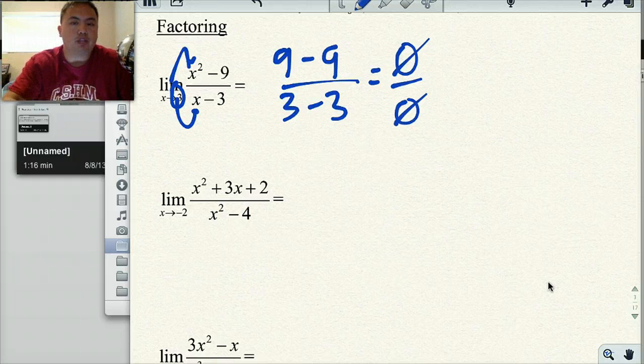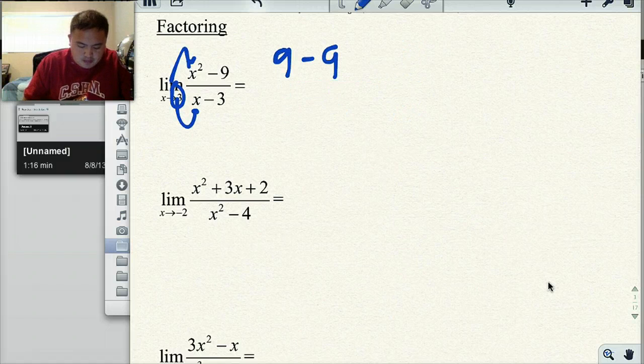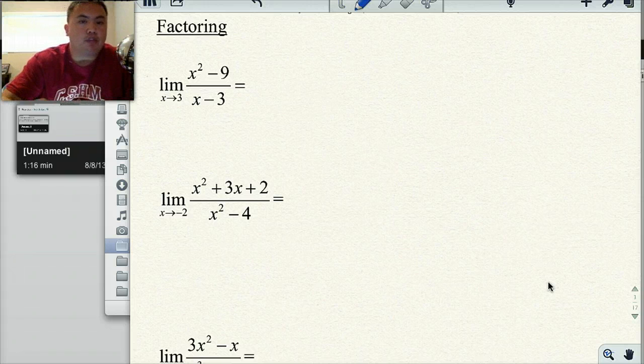There's three things you can do when you get 0 over 0. Here's the first one. It's called factoring. Now, back to my original problem. If I could erase everything, you could keep it on your paper. But you try, and if you get 0 over 0, first thing you want to do is try factoring.